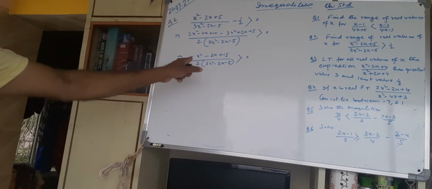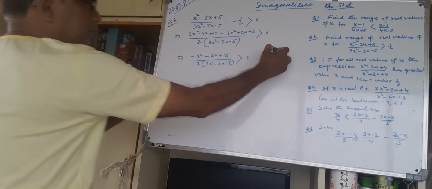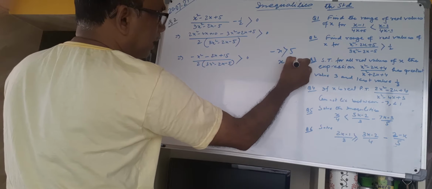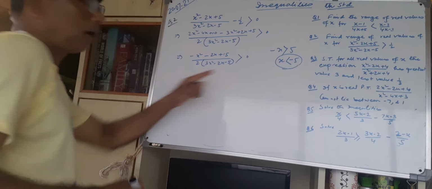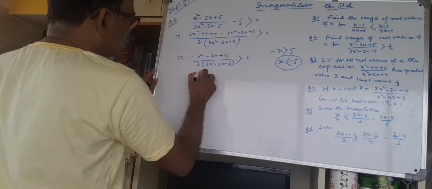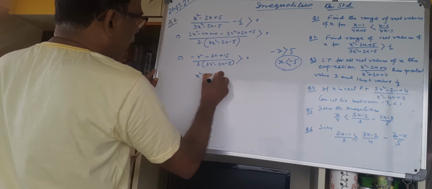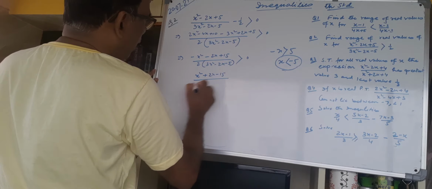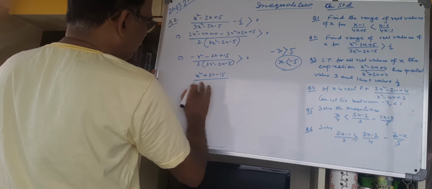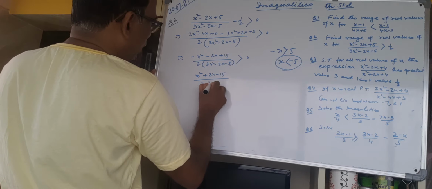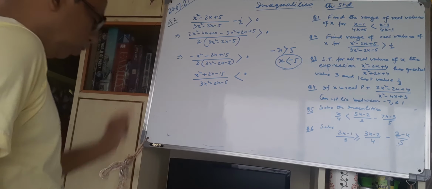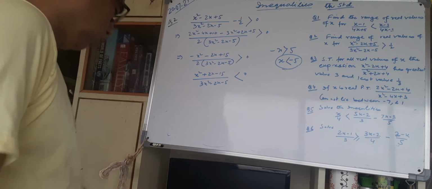Multiplying by minus, if we multiply by minus, greater will become less. Suppose minus x greater than 5, then x should be less than minus 5. That is the condition of inequality. Now we can write, multiplying by minus, x square plus 2x minus 15 over 2 into (3x square minus 2x minus 5), this 2 will be cancelled, less than 0. This will be less than 0.